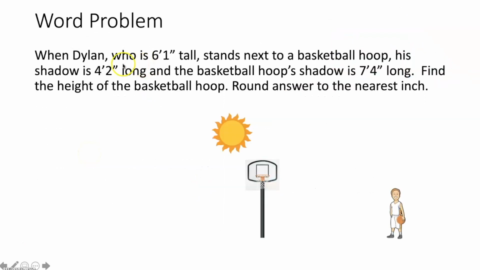Now, the word problem says when Dylan, who is 6 feet 1 inch tall, stands next to a basketball hoop, his shadow is 4 feet 2 inches long, and the basketball hoop's shadow is 7 feet 4 inches long. Find the height of the basketball hoop. Round answer to the nearest inch.